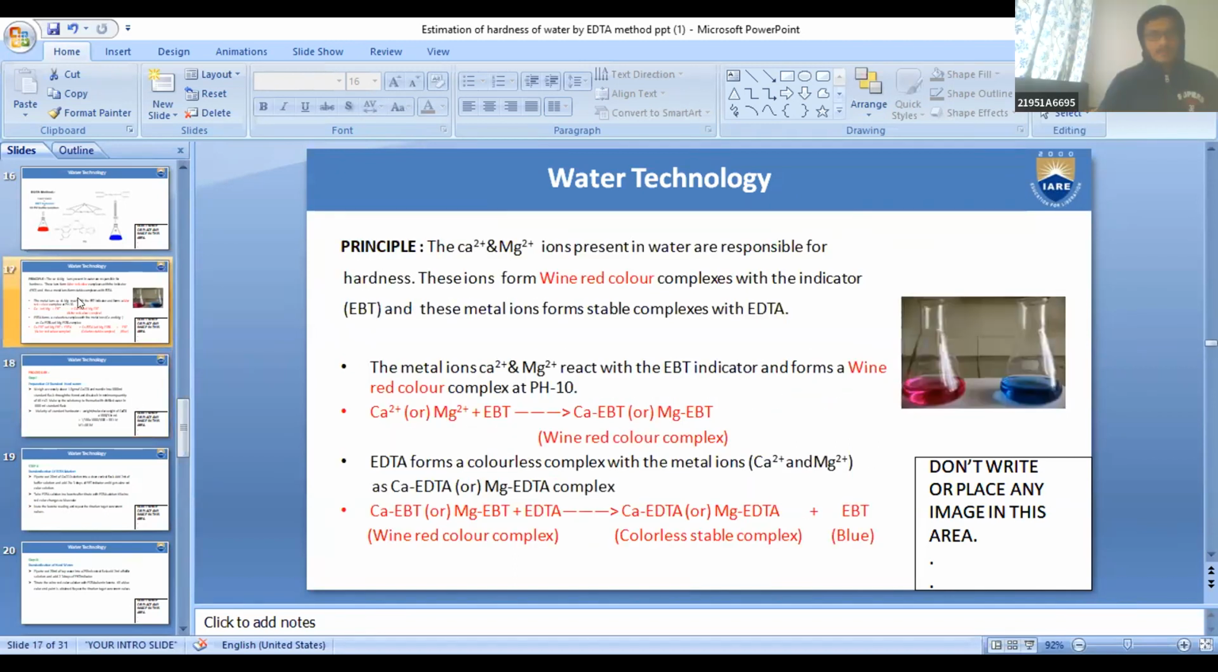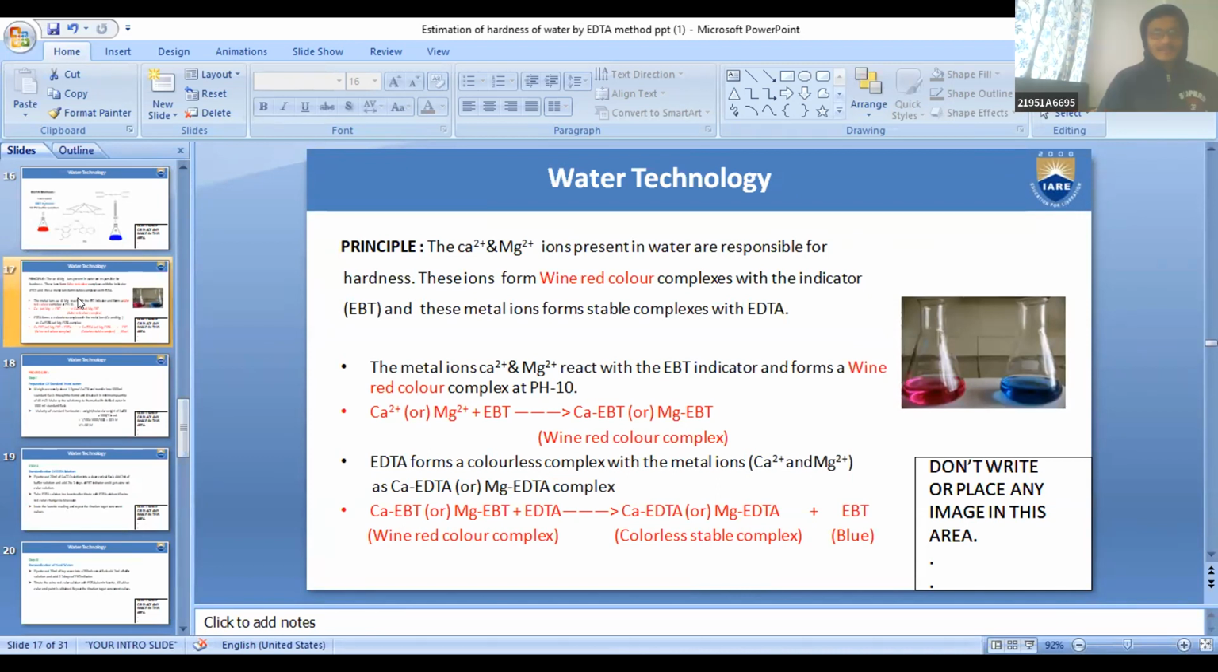You will understand why I am saying this is an internal treatment method. We have 2 types of treatment methods. I will tell that topic after completing this. One is internal treatment, one is external treatment.